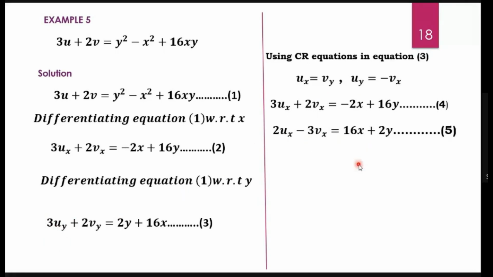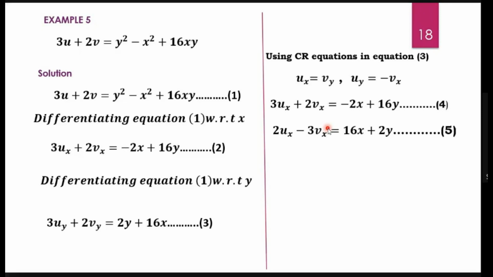Okay, now these are two simultaneous equations in ux and vx, not in x and y, because we have to find ux and vx. So we are not solving these two equations in terms of x and y. We are considering these two as simultaneous equations in ux and vx. So how do we solve this? Normally, for two simultaneous equations in vx and ux, we use the elimination method.